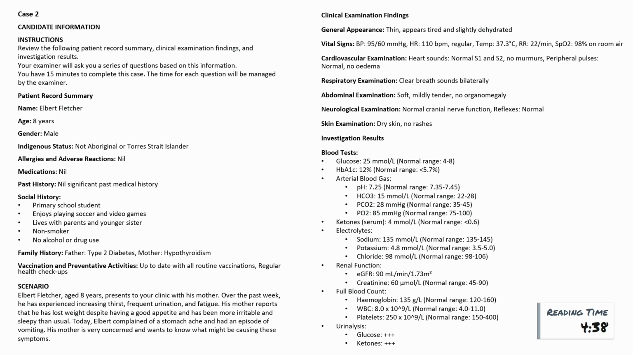Patient record summary. Name, Albert Fletcher. Age, 8 years. Gender, male. Indigenous status, not Aboriginal or Torres Strait Islander. Allergies and adverse reactions, nil. Medications, nil. Past history, nil significant. Social history, primary school student. Enjoys playing soccer and video games.